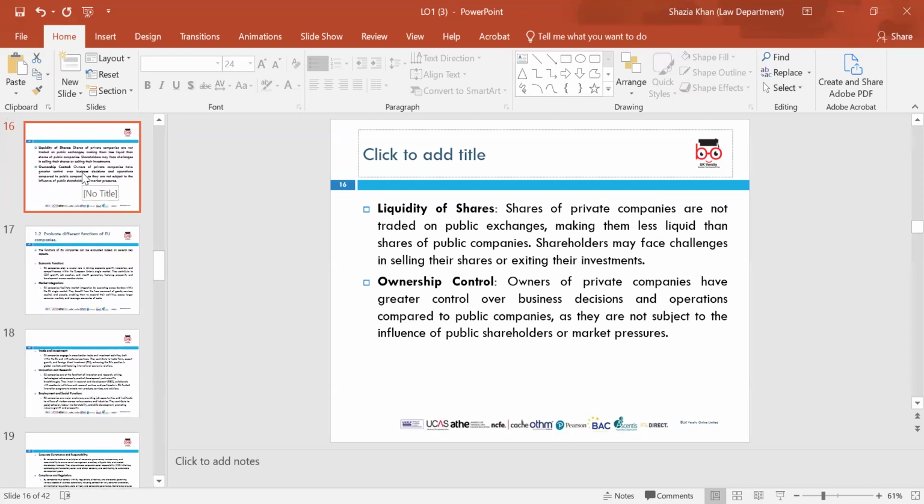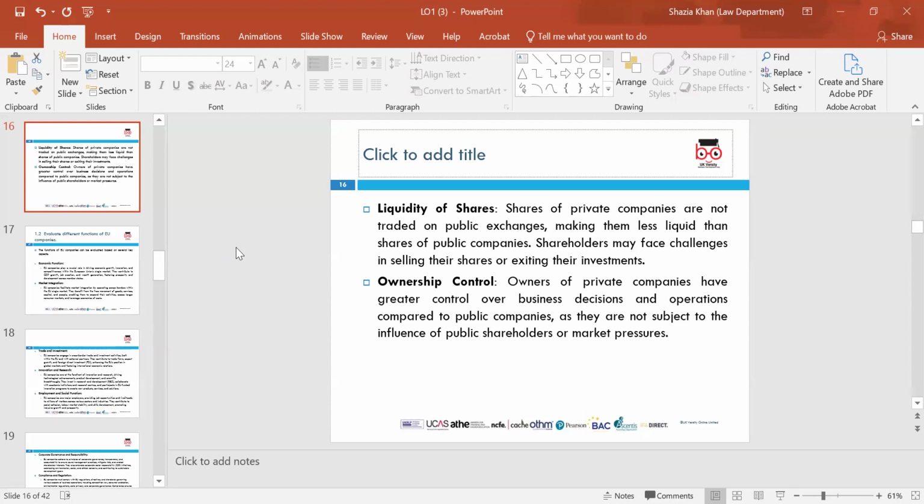Liquidity of shares. So shares of private companies are not traded on public exchanges, making them less liquid than shares of public companies. Shareholders may face challenges in selling their shares or exiting their investments. Ownership control. So owners of private companies have greater control over business decisions and operations compared to public companies, as they are not subject to influence of public shareholders or any sort of market pressures from the outside world.